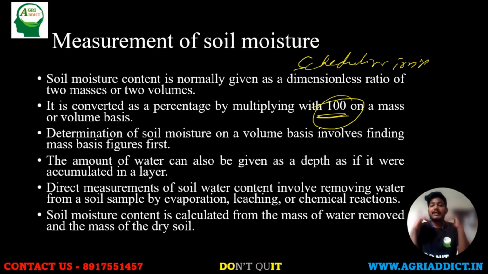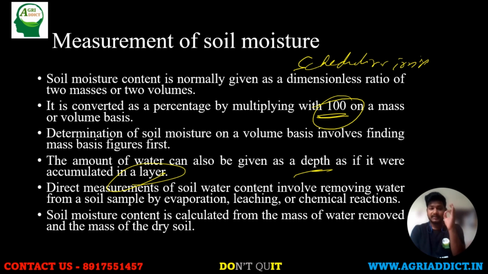Also we can express the moisture content on depth basis. You should multiply with the depth of the water layer present in the soil. The amount of water can also be given as a depth if it were accumulated in a layer of the soil. Understood? And today in this class we are going to focus only on direct measurement of soil water.